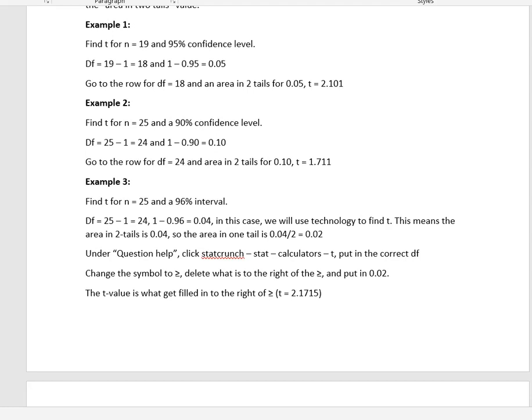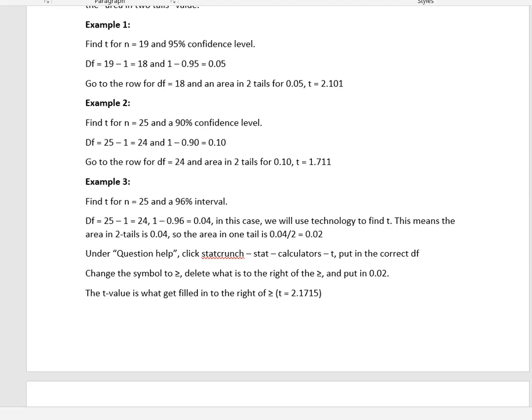Find t for n equals 25, 96% confidence interval. df equals 25 minus 1 is 24. 1 minus 0.96 is 0.04. In this case, we'll use technology to find t. This means the area in two tails is 0.04. So the area in one tail is 0.04 divided by 2, which is 0.02.